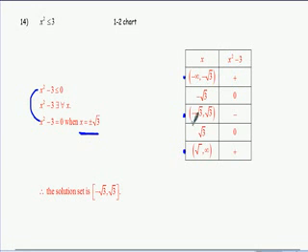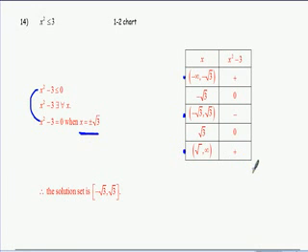If I go down to the next interval, negative root 3 to root 3, and choose a number there, say I choose 0, I plug in and have 0 squared minus 3. Of course, that's going to give me a negative result, so that's where this little negative sign is coming from. And then on my last interval, root 3 to infinity, I choose a number that's larger than root 3, something like 10. If I plug in 10, I'd get a positive result back.